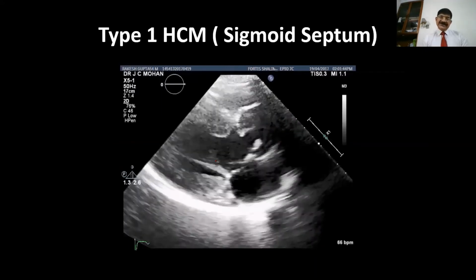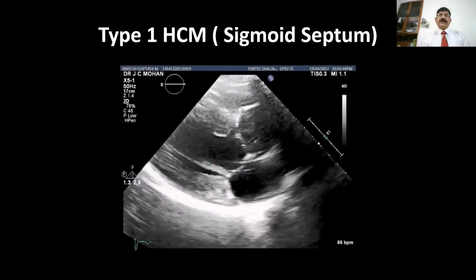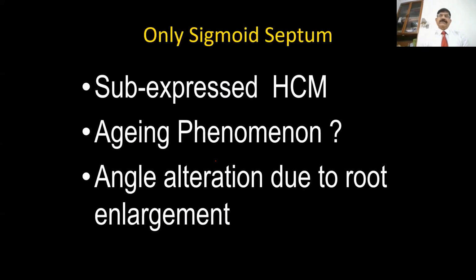But it is type 1 hypertrophic cardiomyopathy, relatively uncommon. This sigmoid septum may be sub-aortic hypertrophic cardiomyopathy, but type 1 also has to be differentiated from the aging phenomenon and angle alteration due to root enlargement. So whenever you find SAM or mitral valve abnormality, think of hypertrophic cardiomyopathy rather than the aging phenomenon.